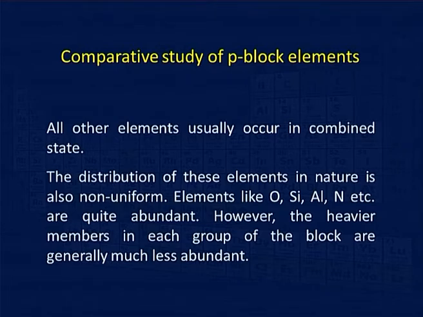The elements like oxygen, silicon, aluminum, nitrogen are quite abundant. However, the heavier members in each group of the block are generally much less abundant as compared to oxygen, silicon, aluminum and nitrogen.